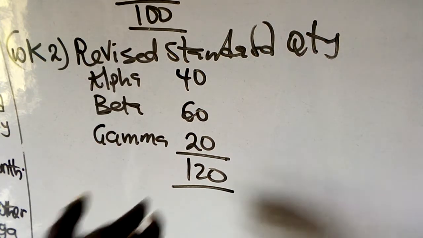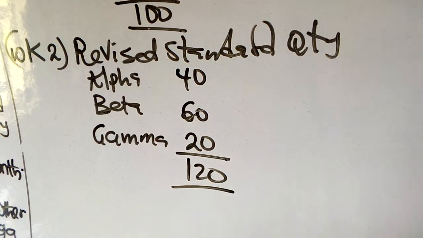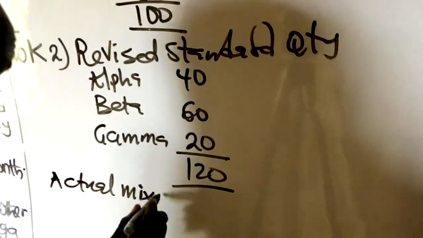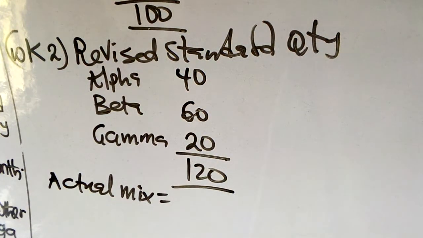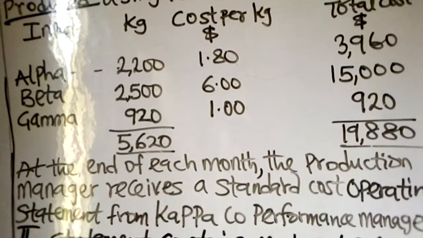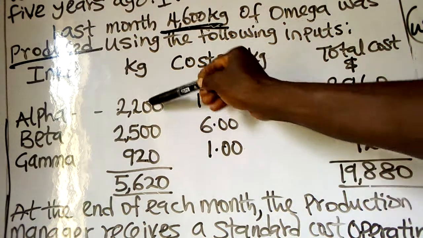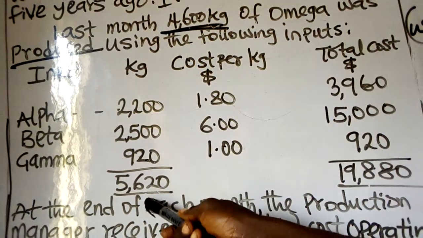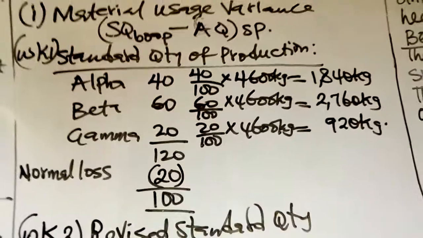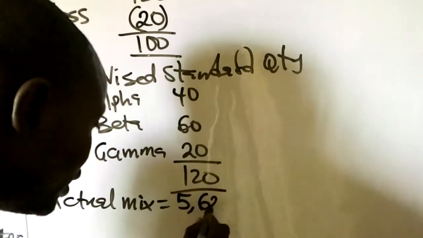I've told you that the revised standard quantity is standard quantity multiplied by actual mix. Our actual mix will be the total actual input of materials. If you go through the question, the total actual input, which is the actual mix, is 2,200 plus 2,500 plus 920, and the total is given to be 5,620 kg. So our actual mix is 5,620 kg.